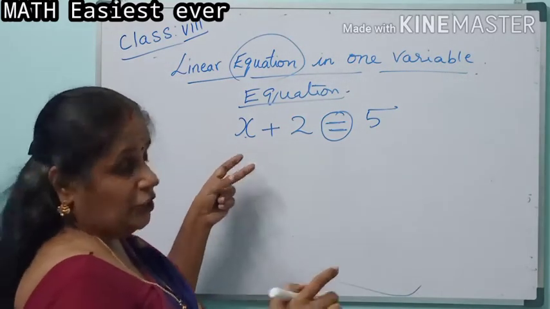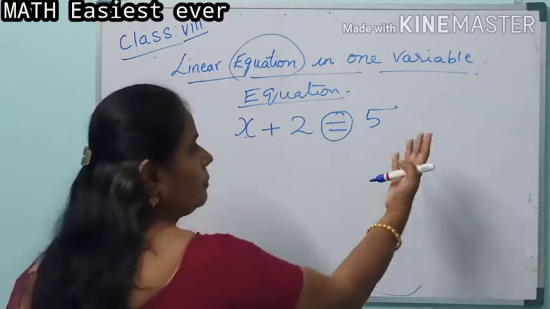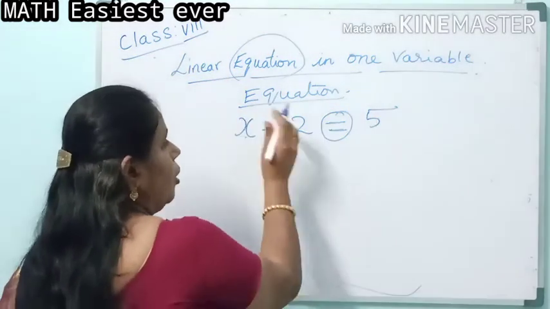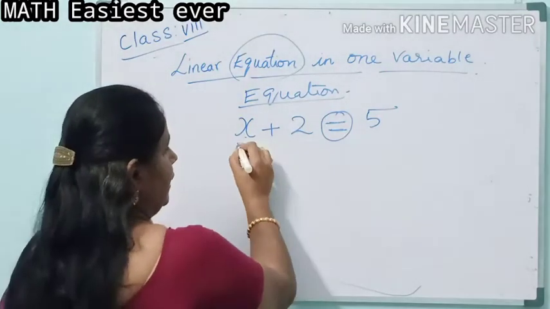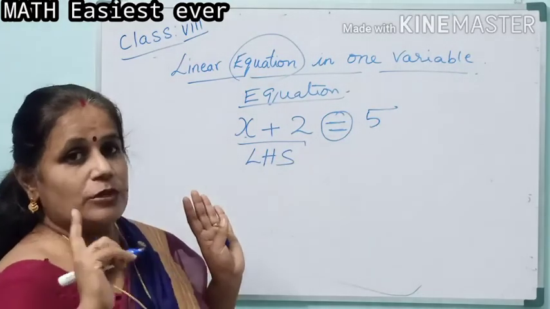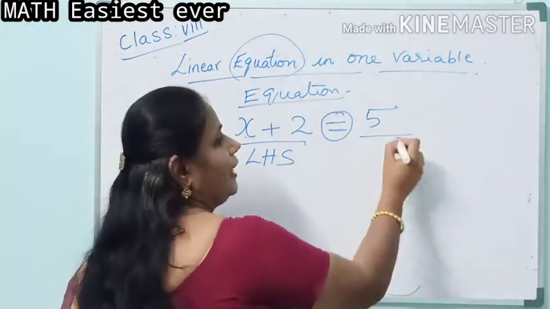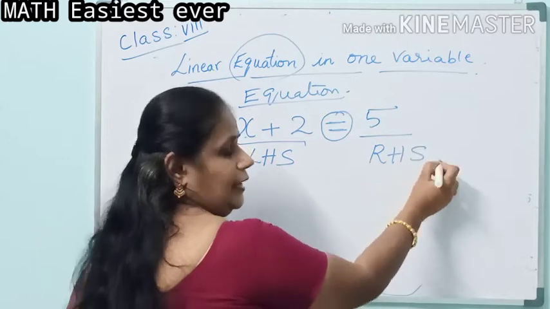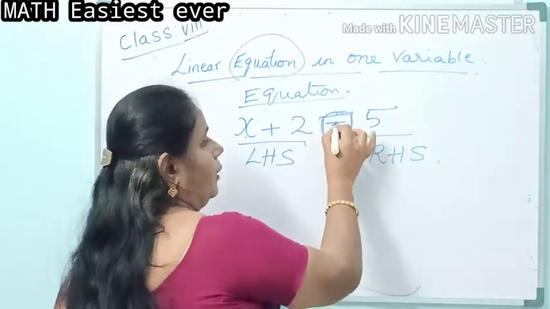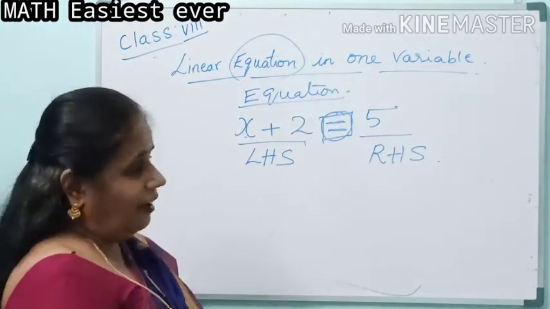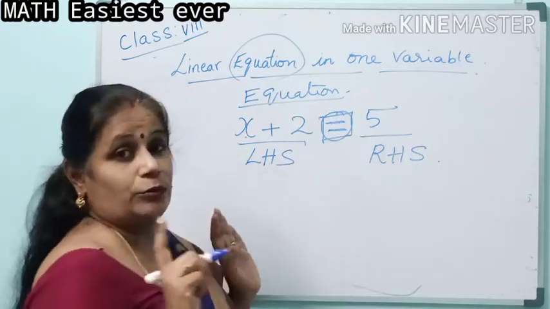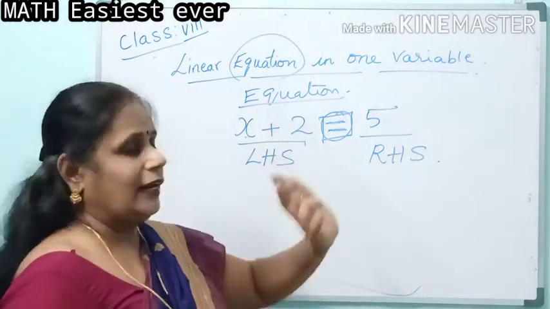You will have an expression, and you may have an expression or just a constant on the other side. Here x plus 2, what you have on this side of the equation, is called your left hand side. X plus 2 is the left hand side and 5 is the right hand side, RHS. And you will have an equal to sign, which is very important. So an equation will have a left hand side and a right hand side and an equal to sign in between them. This is called an equation.